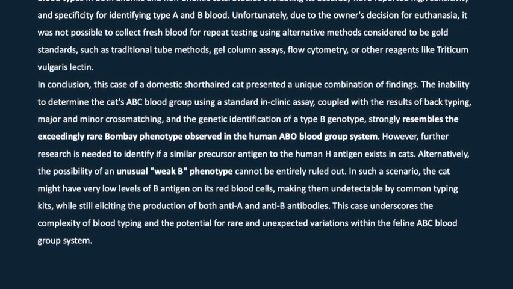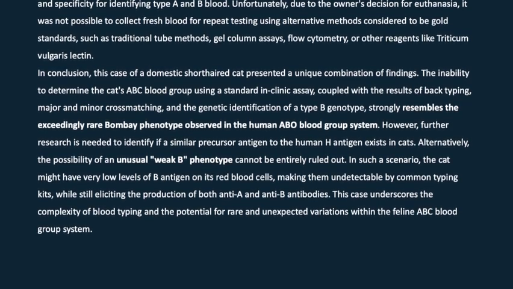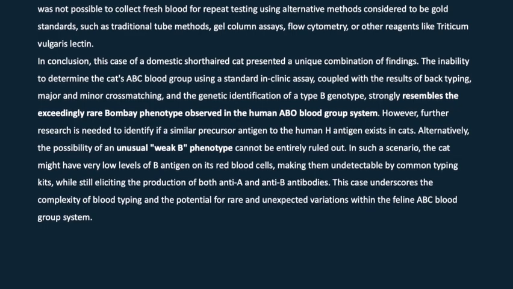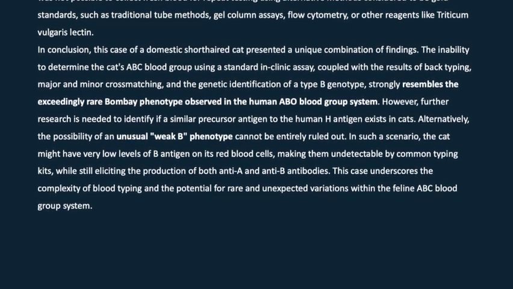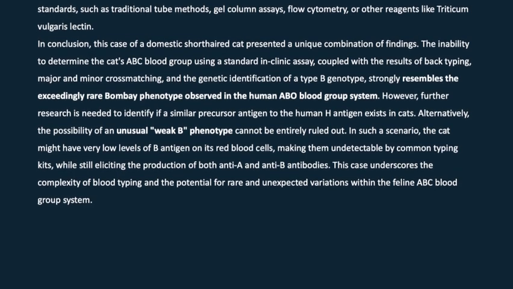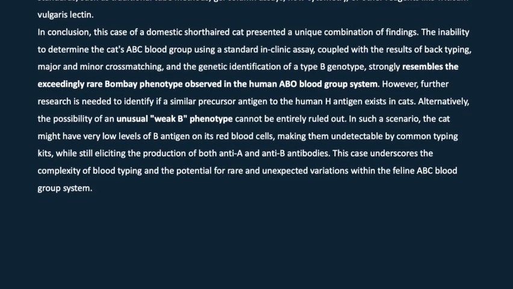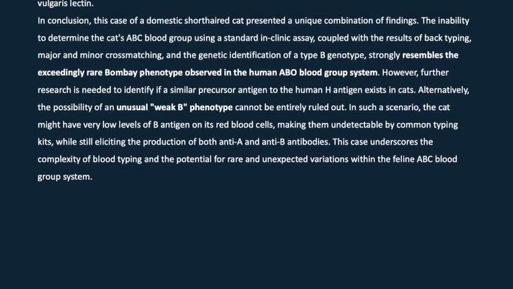Alternatively, the possibility of an unusual weak B phenotype cannot be entirely ruled out. In such a scenario, the cat might have very low levels of B antigen on its red blood cells, making them undetectable by common typing kits, while still eliciting the production of both anti-A and anti-B antibodies. This case underscores the complexity of blood typing and the potential for rare and unexpected variations within the feline ABC blood group system.